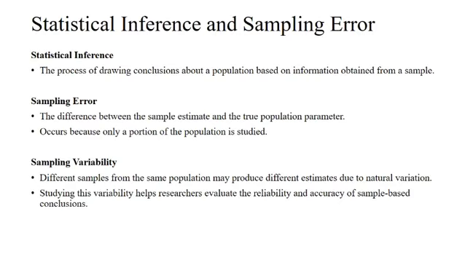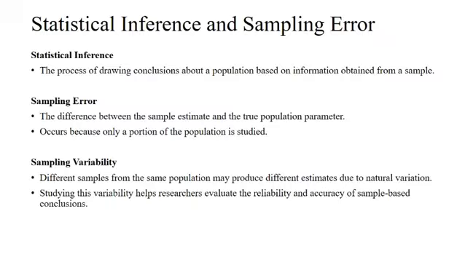Now let's move to statistical inference. Statistical inference is the process of using sample data to draw conclusions about the entire population. However, since we are not studying the whole population, there is always some error involved. This brings us to sampling error, which is the difference between the sample result and the true population value. This happens because we are only observing a part of the population.